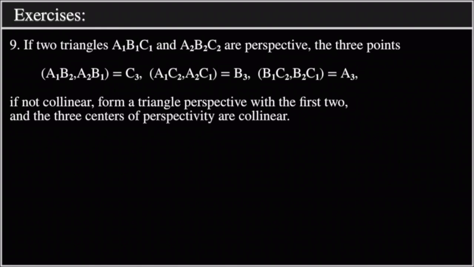9. If 2 triangles A1B1C1 and A2B2C2 are perspective, the 3 points A1B2·A2B1 equals C3, A1C2·A2C1 equals B3, B1C2·B2C1 equals A3. If not collinear, form a triangle perspective with the first 2, and the 3 centers of perspectivity are collinear.